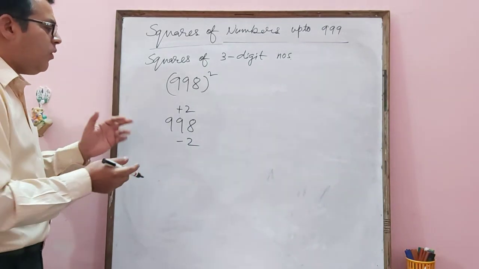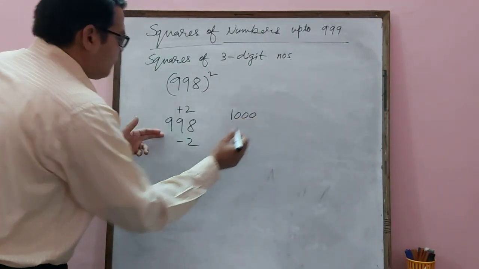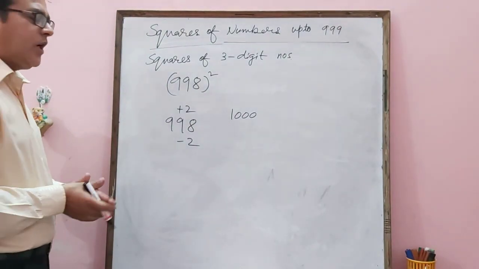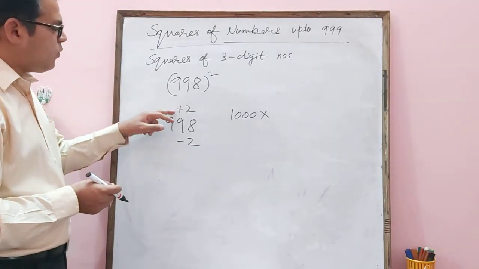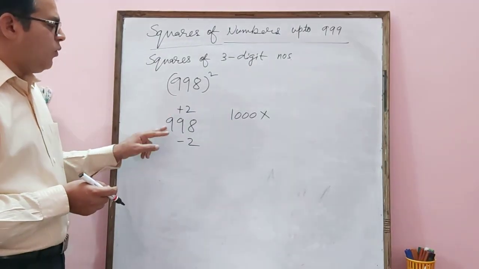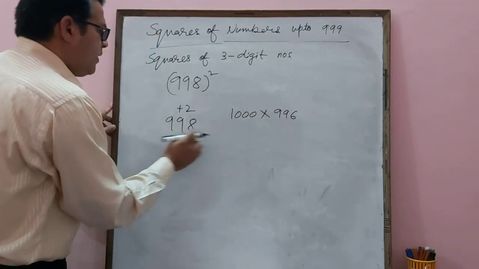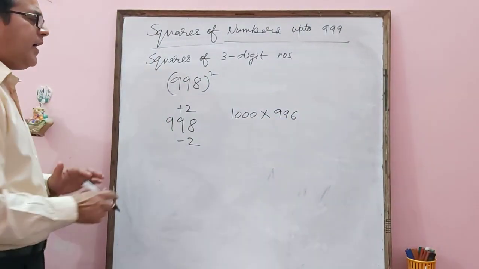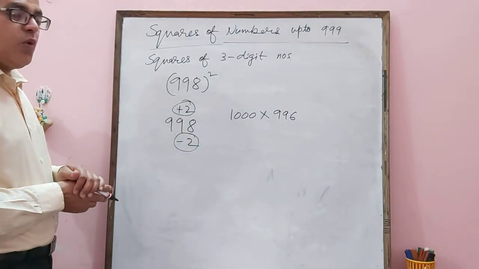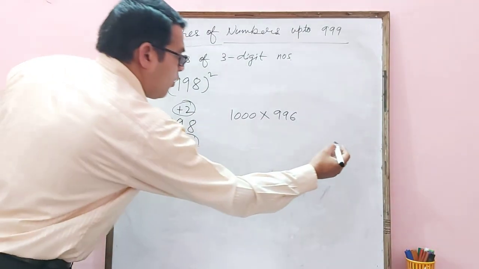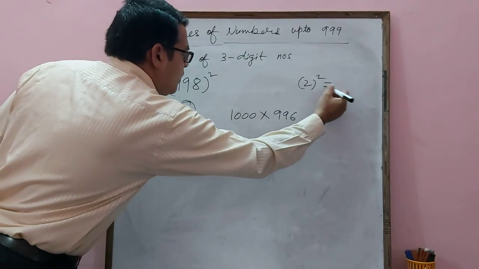Right? Now, make it 1000. If we add 2 to this, we get 1000. Multiply, you can put on your own. Then since we have added 2 to this, we have to subtract 2. So after subtracting 2, we have 996. And in the second step, we have to find the square of this 2. The square of 2, here I am writing, we know it is 4.